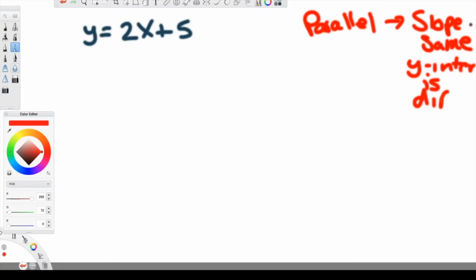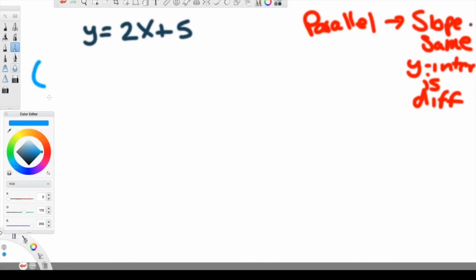is different. Okay, so how do we find a parallel line? Well, as you know, a parallel line has the same slope, but it can't have the same y-intercept. Why? Because if it has the same slope and the same y-intercept, the lines will be overlapping each other. So that is not parallel. So all we need to do to make a parallel line is just change the y-intercept.